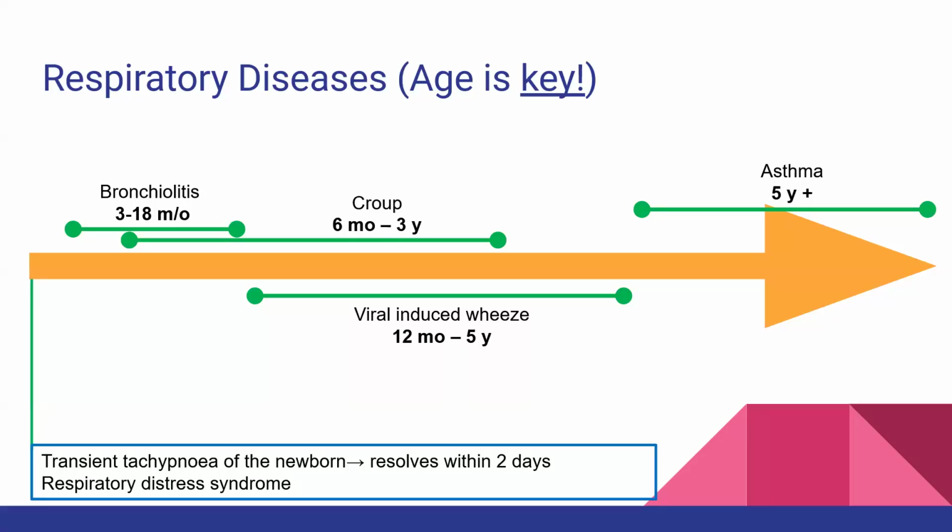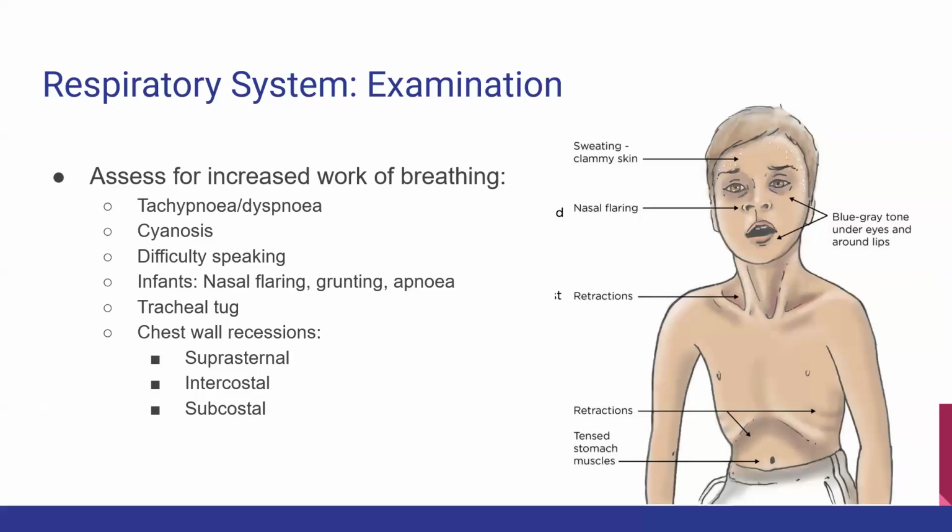And asthma, you normally can't diagnose before 5. So that would be in the viral-induced wheeze section. And then immediately after birth, there can be some breathing issues, but we're not going to discuss them today. So just as general, good-to-know things you're looking for in a RESP exam are things like tachypnea, dyspnea. Do they look like they're trying really hard to breathe, essentially? Do they look cyanosed at all? Are they able to speak in full sentences? Are they able to speak at all?